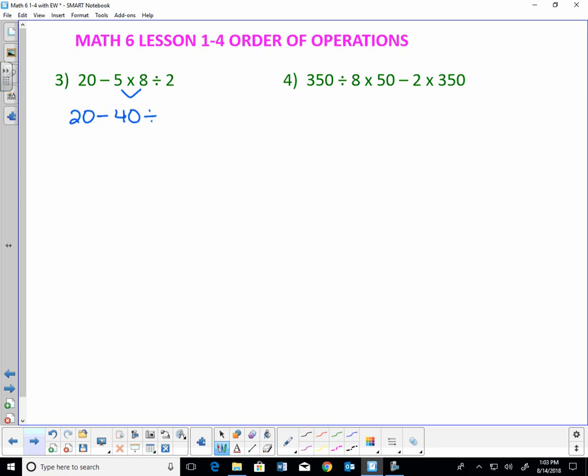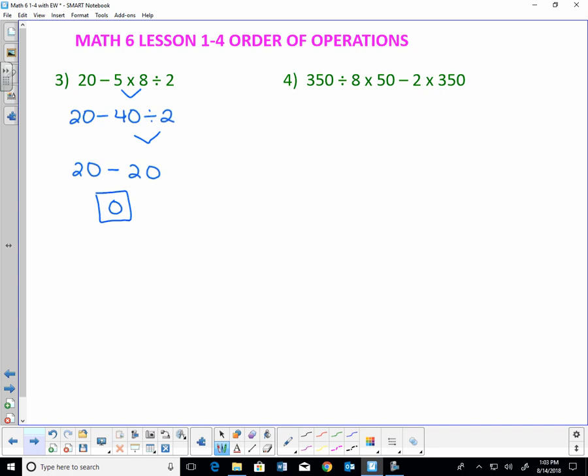Now if I look at my problem, I have 20 minus 40 divided by 2. The first thing I have to do is my 40 divided by 2. So I'm going to keep my 20, keep my subtraction symbol. 40 divided by 2 is 20. 20 minus 20 is 0. My answer here is 0. Neat, tidy, easy to follow.